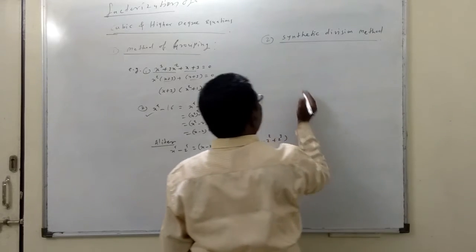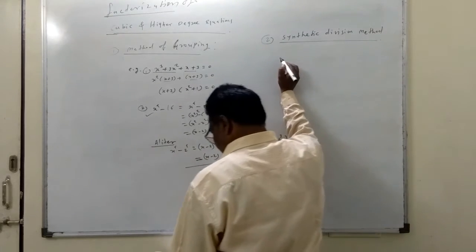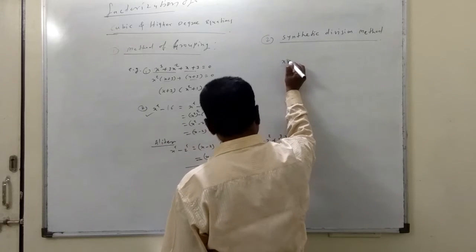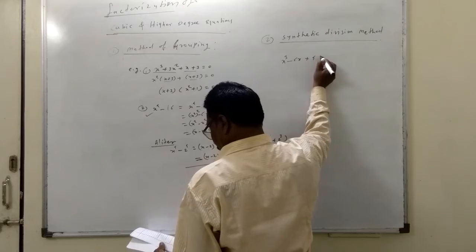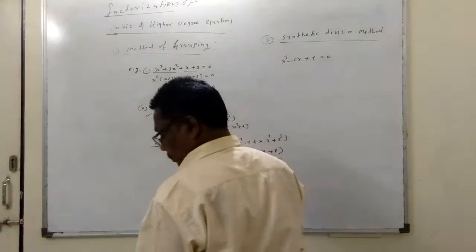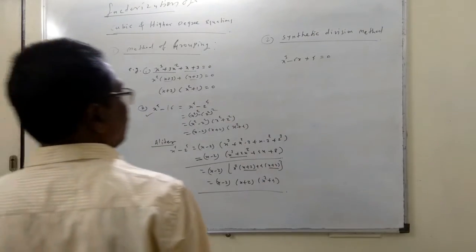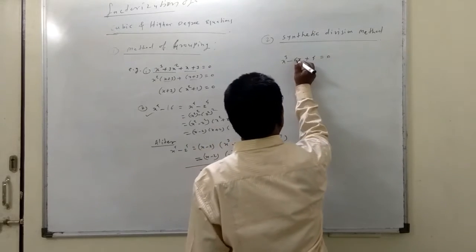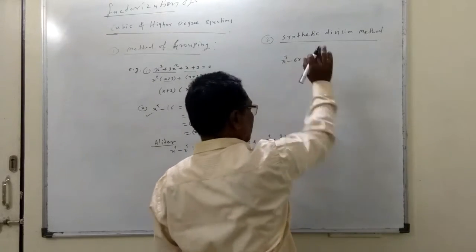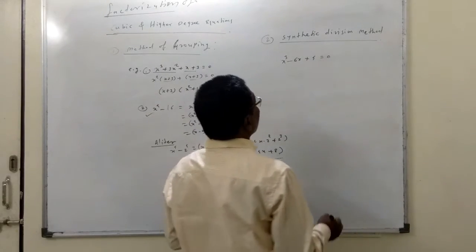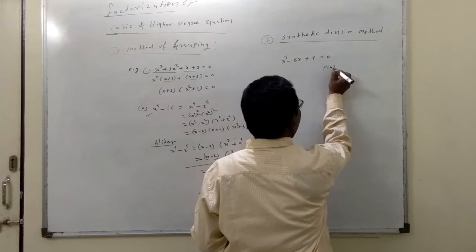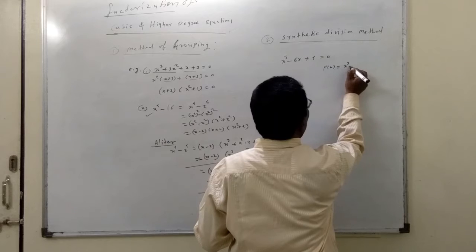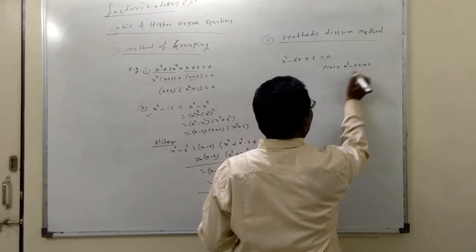Now the second method, the synthetic division method. With an example we'll understand this. Suppose you consider x cubed minus 6x plus 4 equal to 0. For this example, if you want to factorize it, the method of grouping is not possible here. So first of all, you search for a root of the function. Suppose this is the polynomial p of x equal to x cubed minus 6x plus 4.